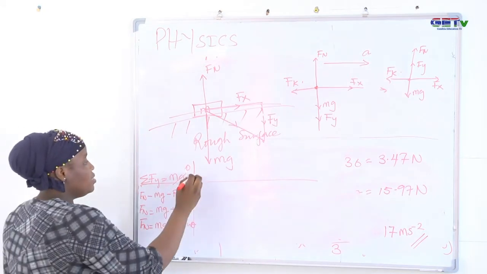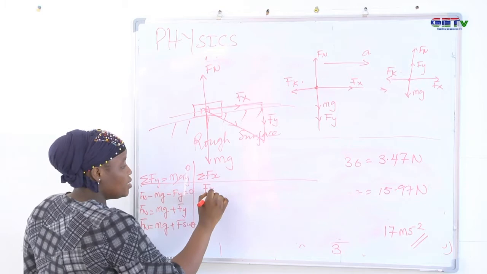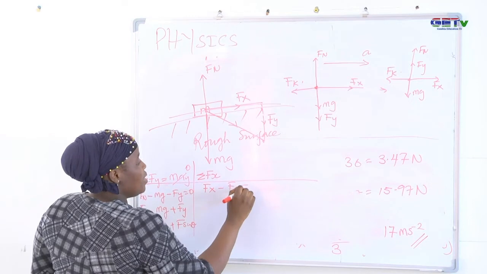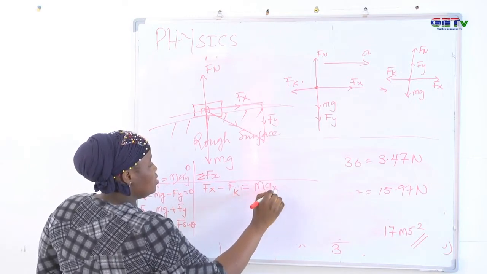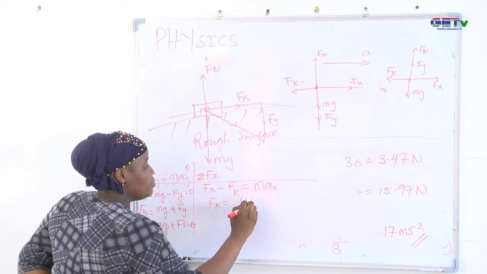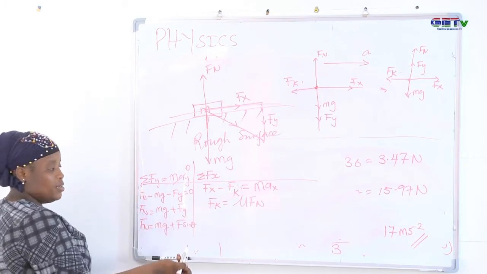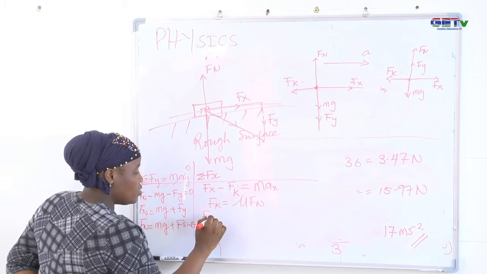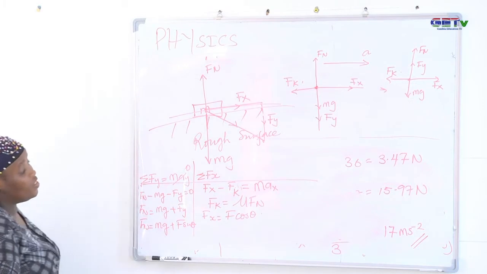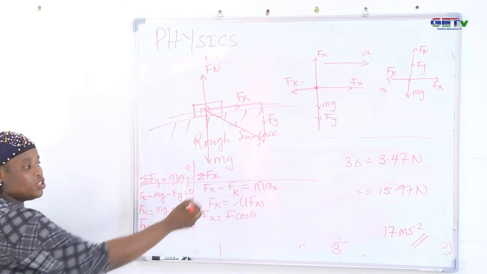We move to the x-axis, and that gives us the sum of F in the x-axis equivalent to F of x minus F of friction, which is F sub k. That is all equivalent to mass times the acceleration in the x-axis. We know F of k to be mu times Fn, where Fn is mg plus F sine theta, and F of x becomes F times the cosine of theta. If the variables are given, we'll be able to solve for Fn, and we'll also be able to solve for the acceleration.